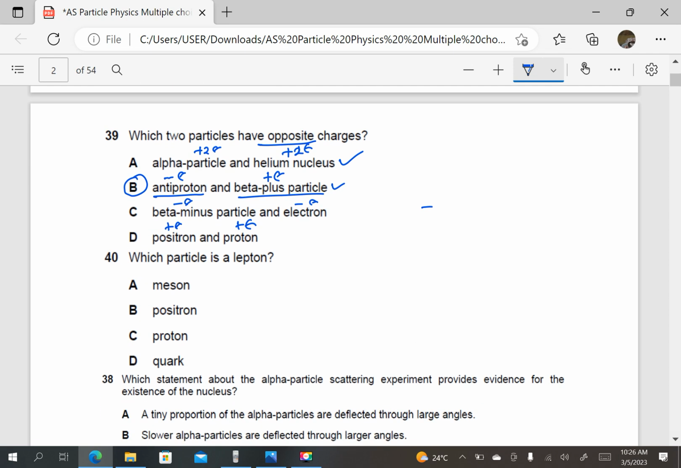Which particle is a lepton? A lepton is not affected by the strong nuclear force. A lepton is not made up of any smaller particles. A meson is made up of a quark and an antiquark. That is not a lepton. A positron is an anti-electron, that is a lepton. A proton is not a lepton. A quark is not a lepton. So the answer here is going to be B.